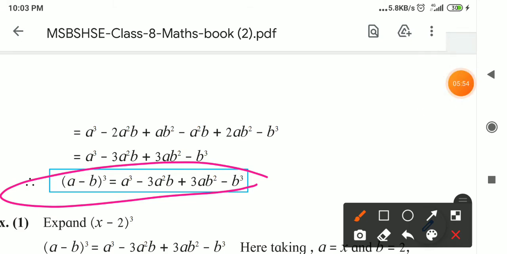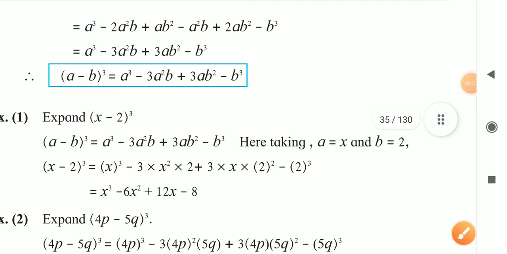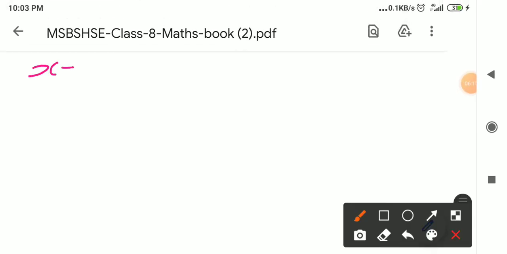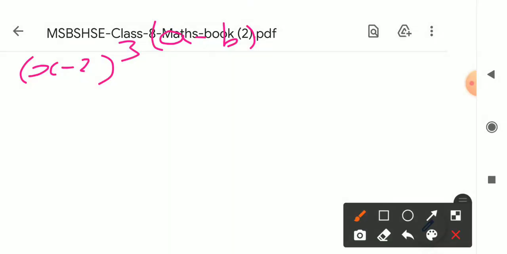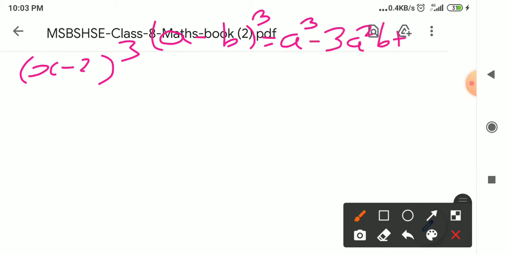Next, based on this, let us solve the example. First of all we will write the example: (x minus 2) whole cube. You know that the factorization of (a minus b) whole cube is a cube minus 3a square b plus 3ab square minus b cube. The same formula we have to use here.